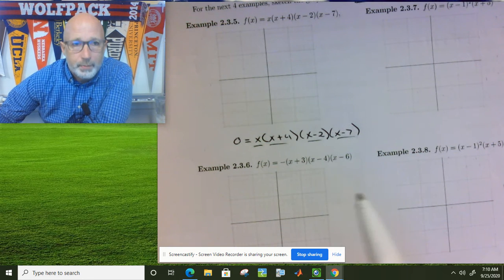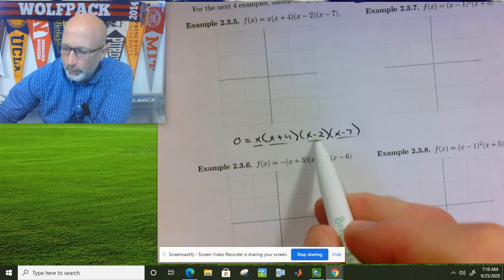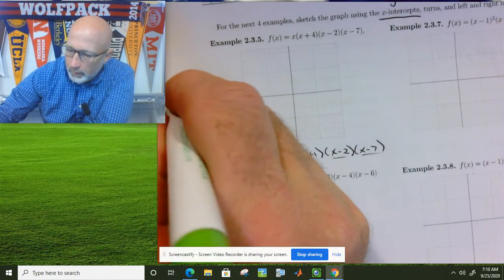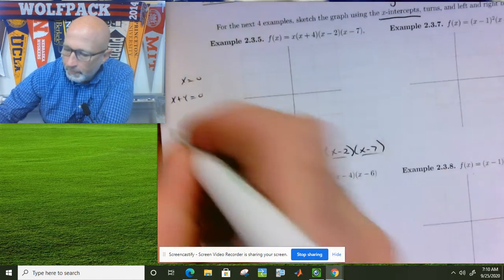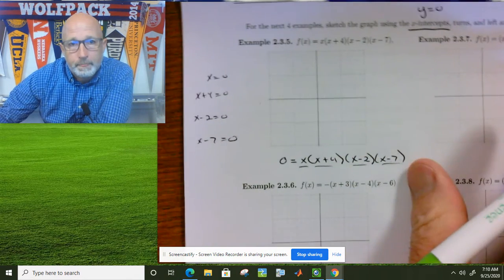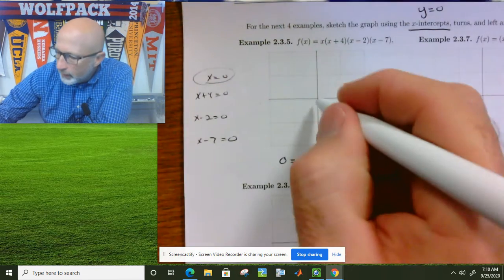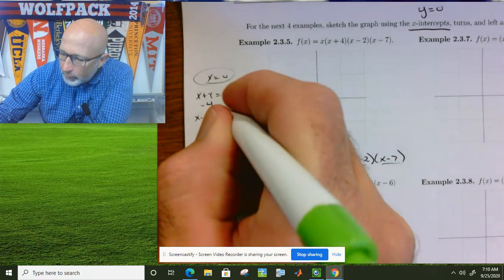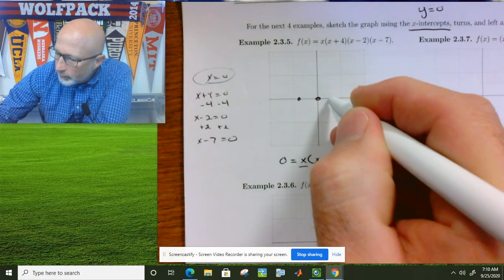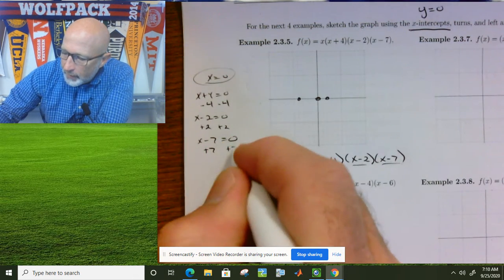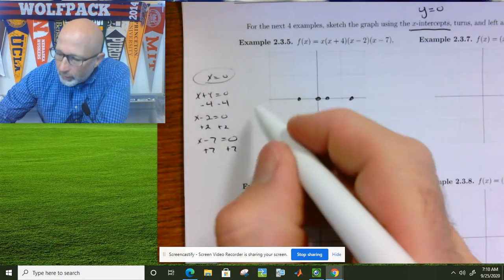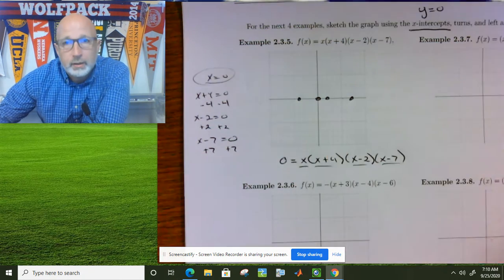The only way that's possible is if one of these will be equal to 0. So x has to be equal to 0, x plus 4 has to be equal to 0, x minus 2 has to be equal to 0, and x minus 7 has to be equal to 0. Solving the first, I get 0. Solving this, I'm going to go minus 4, which is right there. Solving this, I get plus 2, so it's right there. Here I'm going to add 7, so 5, 6, 7 is right there. So this graph is going to cross the x-axis in those locations.